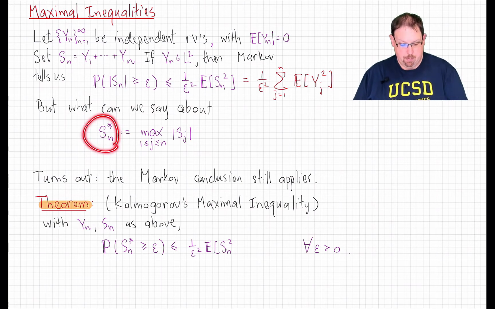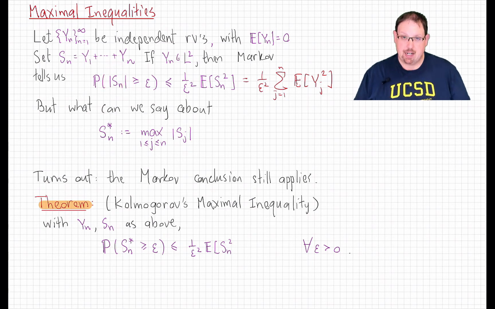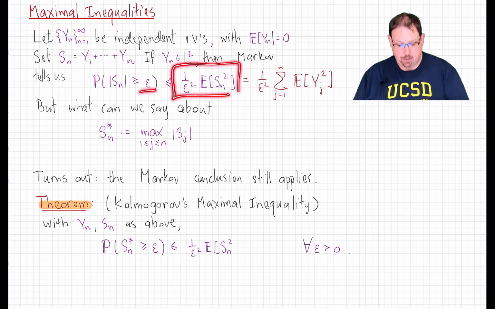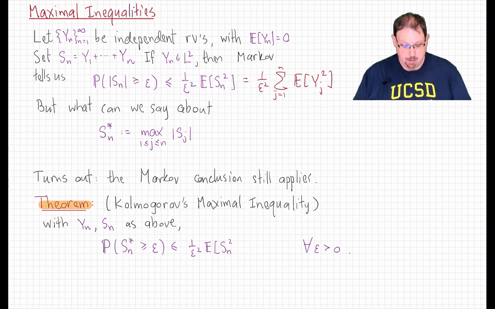Now this maximum is certainly bigger than or equal to this guy here, but that inequality goes in the wrong direction. We can't just conclude that the probability that this one is bigger than or equal to epsilon is smaller than this, which bounds a smaller thing being greater than or equal to epsilon. But it turns out that we can draw that conclusion, not from Markov, but from Kolmogorov. So here is Kolmogorov's maximal inequality.